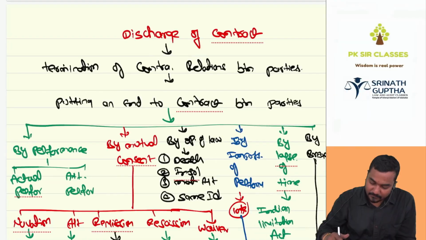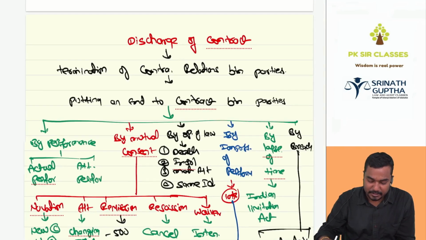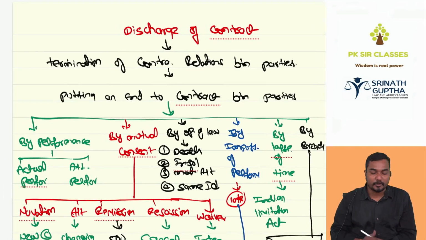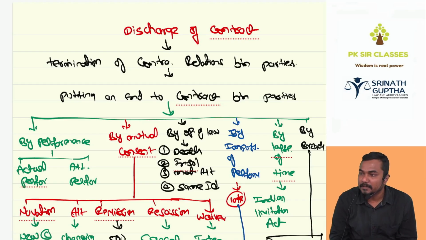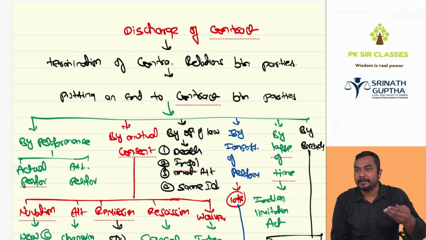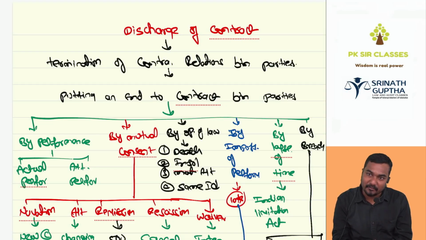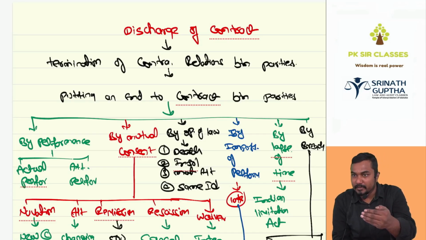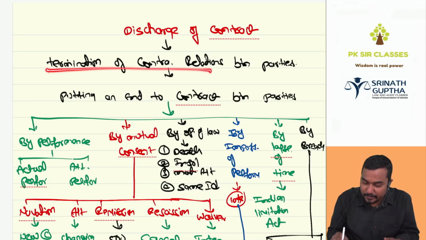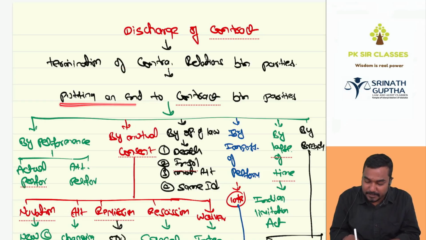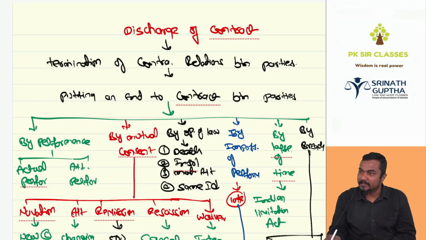First of all, what is the meaning of discharge? Discharge means a termination of contractual relationships between the parties. When we enter into a contract, a contractual relationship comes into existence between the offerer and offeree. When you are performing your duty and I am performing my duty, the contractual relations come to an end. Discharge means putting an end to the contract between the parties.